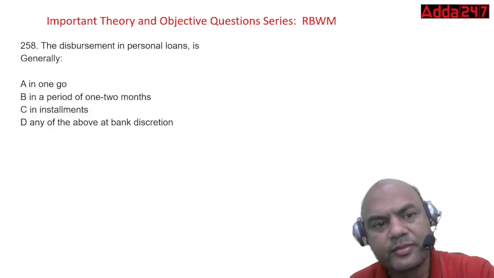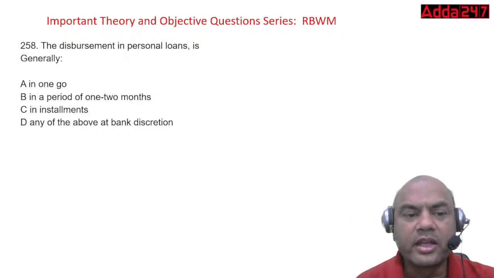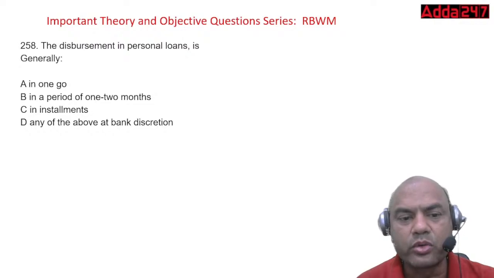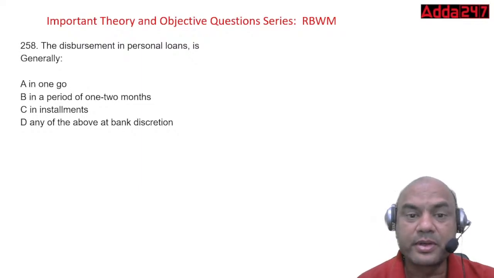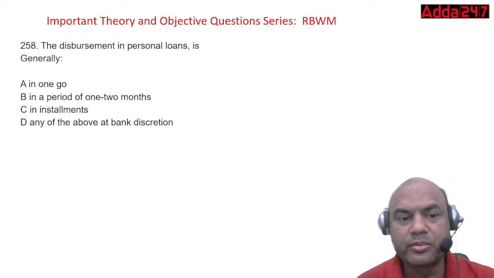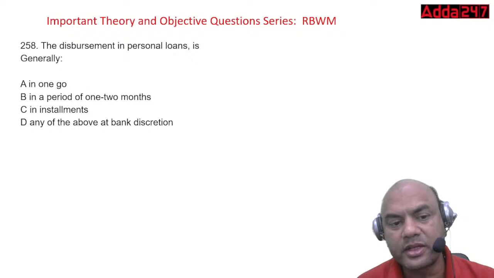Okay. The disbursement of personal loans is generally in one go, in a period of 1 to 2 months, in installments, or any of the above. So disbursement of PL is generally what? In one go, a period of 1 to 2 months, in installments, any of these in a bank.